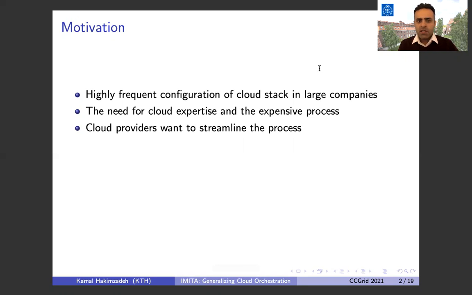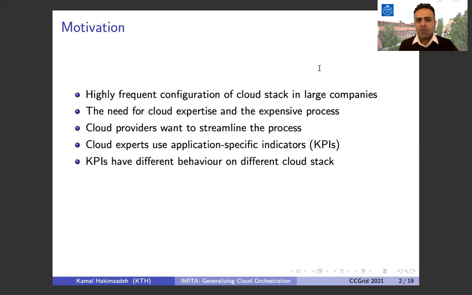On the other hand, cloud providers want to streamline the process for their customers. They want to create orchestration techniques that their customers can use off the shelf. The way cloud experts do the orchestration, they usually use application-specific indicators that we call KPIs in this paper. KPIs have different behavior on different cloud stacks. If you deploy the same application on two different underlying platforms or resources in the cloud, the application indicators show different behavior.